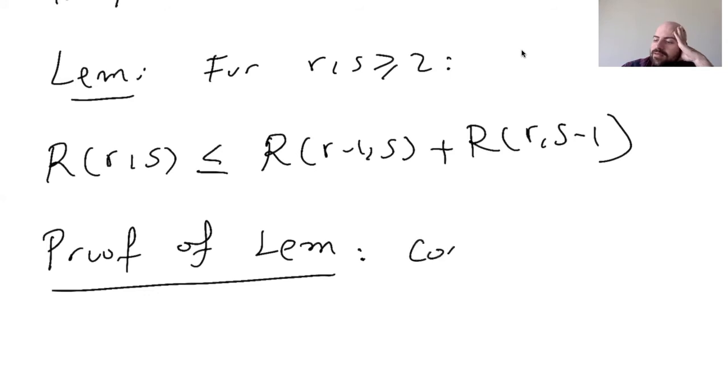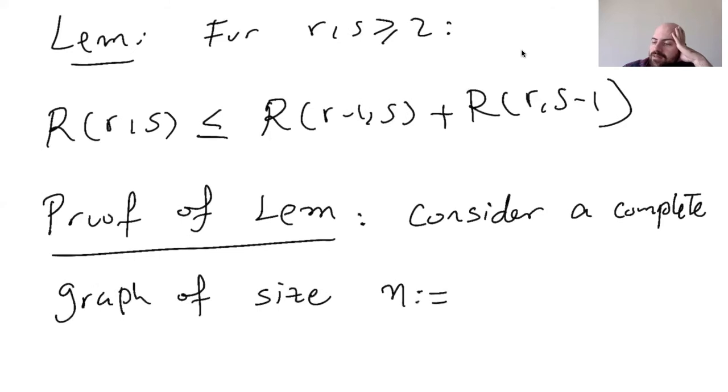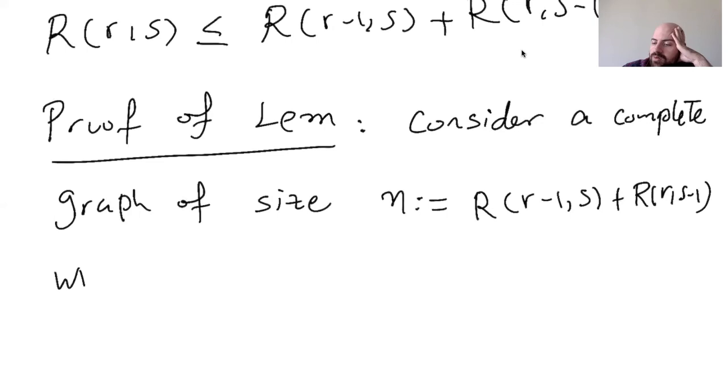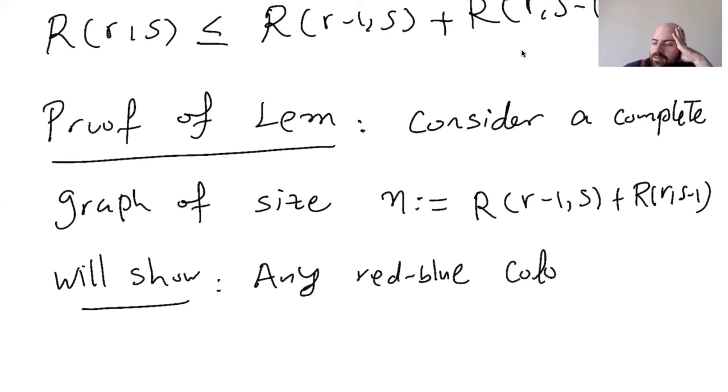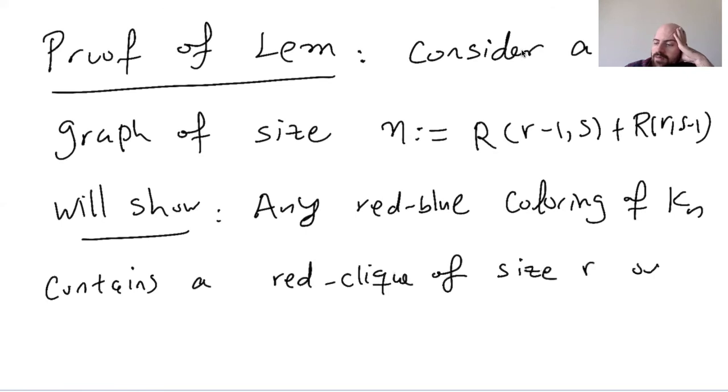Okay, so let me consider a complete graph of size n equals R(R-1, S) plus R(R, S-1). We will show that any red-blue coloring of Kn contains a red clique of size R or a blue clique of size S.